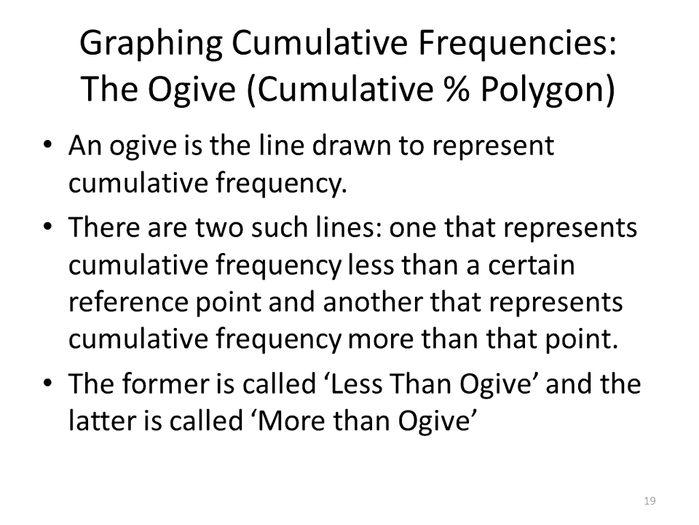Now, the ogive is drawn to represent cumulative frequencies, and there are two of them. One represents the cumulative frequency less than a certain reference point, and the other represents the cumulative frequency more than that point. So the former in this case is called the less than ogive, and the latter is called the more than ogive.